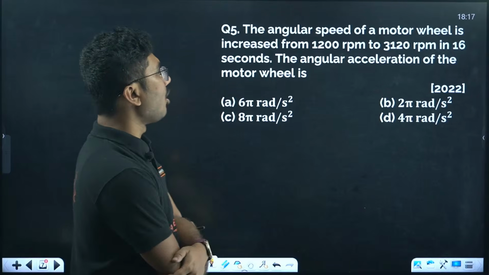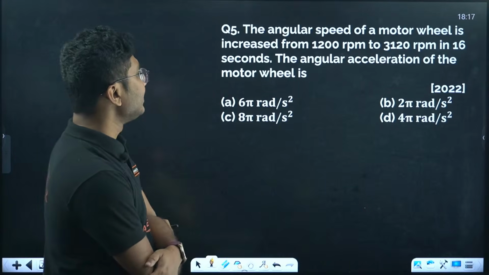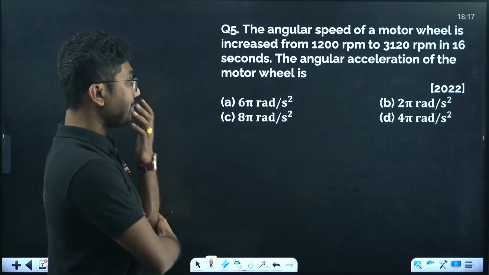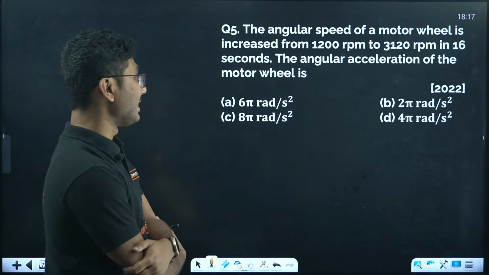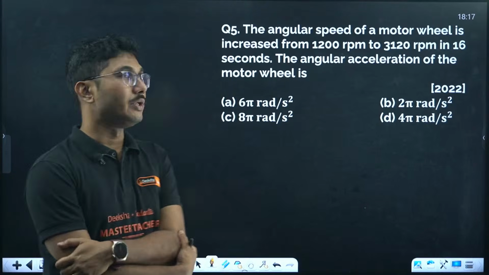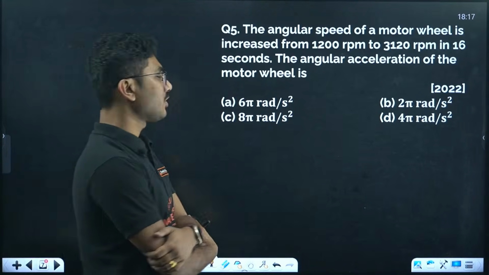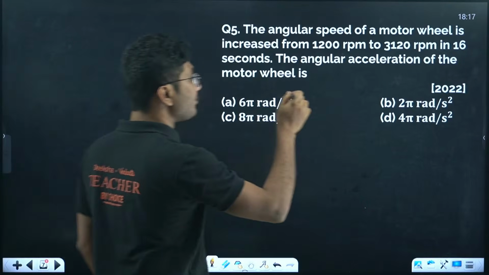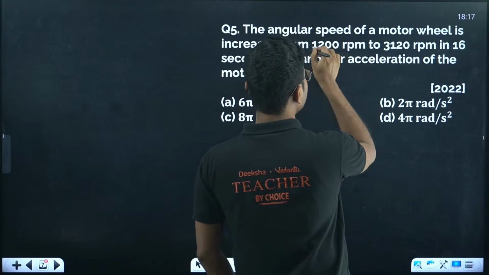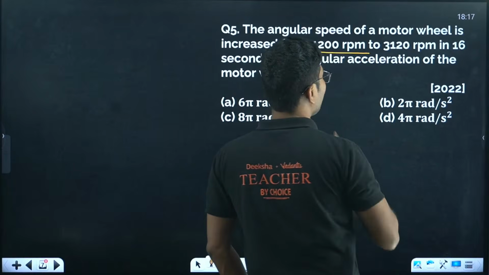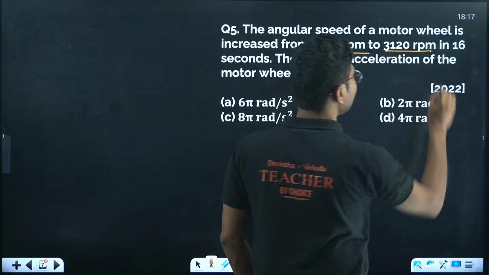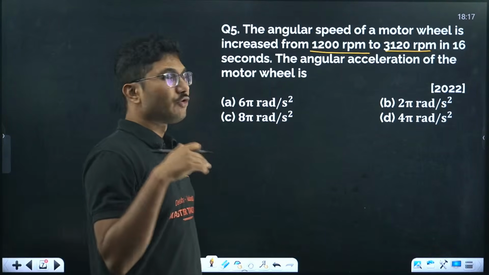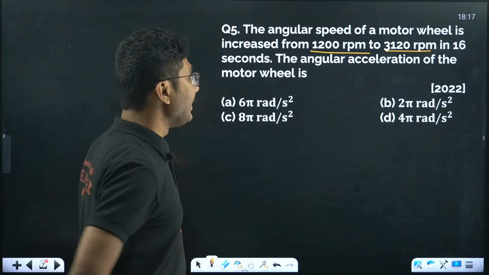The angular speed of a motor wheel is increased from 1200 rpm to 3120 rpm in 16 seconds. The angular acceleration of the motor wheel is? So what is the angular acceleration of the motor wheel? First of all, here the initial angular speed is 1200 rpm, final is 3120 rpm. Whenever rpm is given, you have to convert it into radian per second.